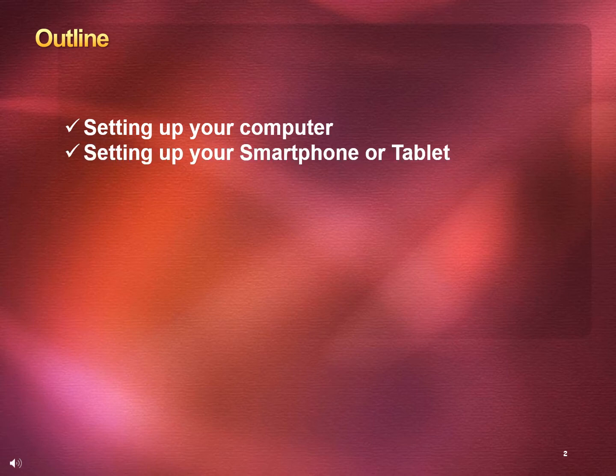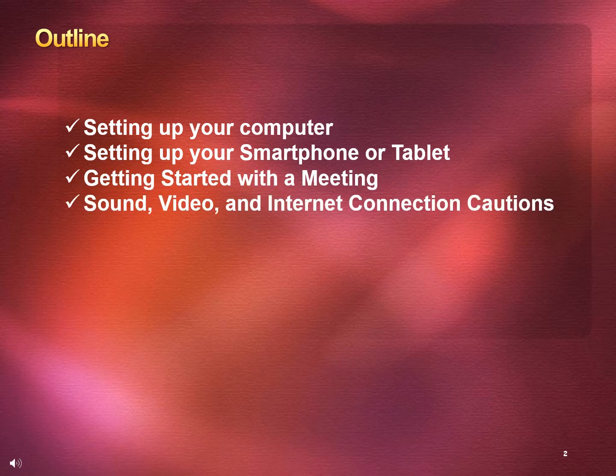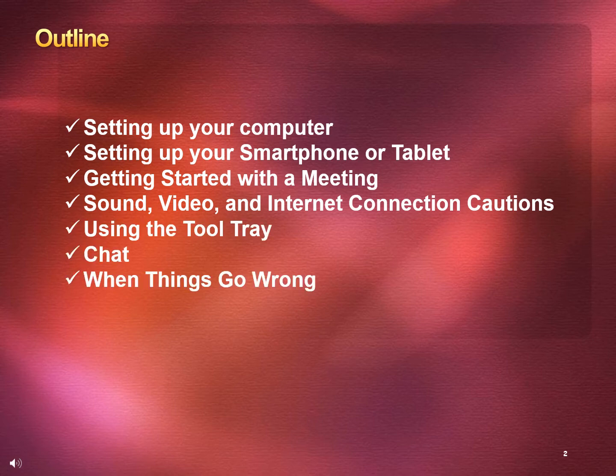The outline for this video is shown on this slide. The topics are covered with one slide for each topic, and topics are ordered by the sequence normally required for setup and participating in a session. In this video, we will go through each topic using a separate slide. Setting up your computer. Note, PC and Mac setups are the same. Setting up your smartphone or tablet. Note, Apple and Android setups are the same. Getting started with a meeting. Sound, video, and internet connection. Tool tray, chat, and then when things go wrong.